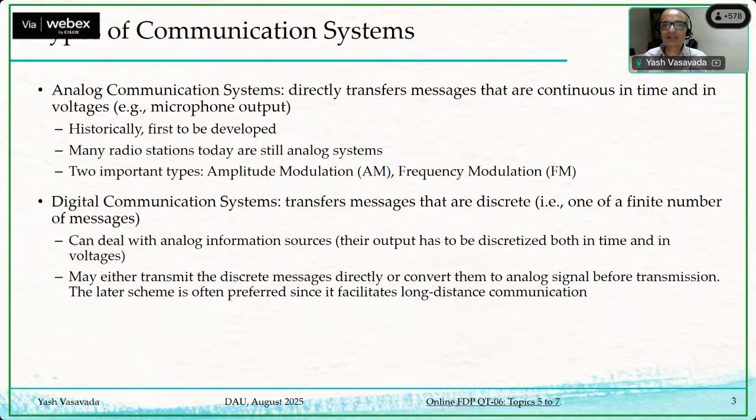Originally, the communication systems were analog in nature. We all have heard of AM radio, FM radio, etc. Today's communication systems are almost all of them digital in nature, except the FM radio, which is still surviving.